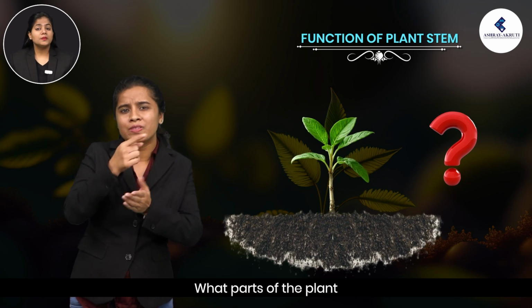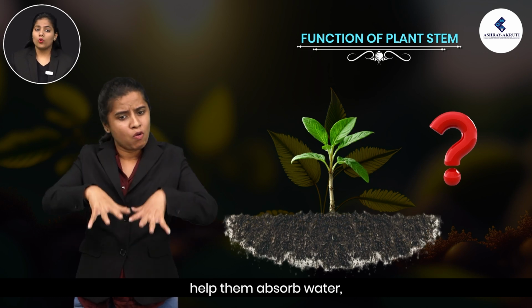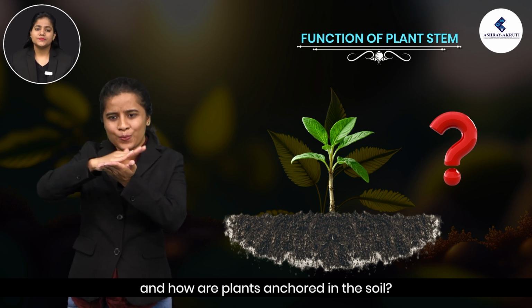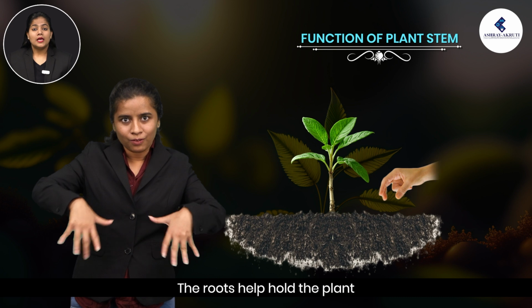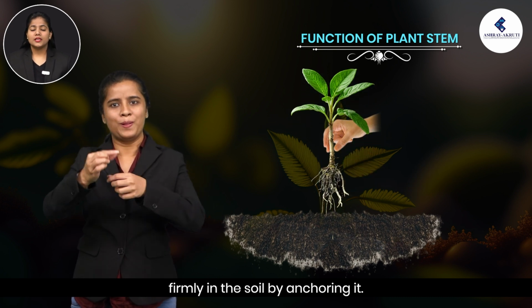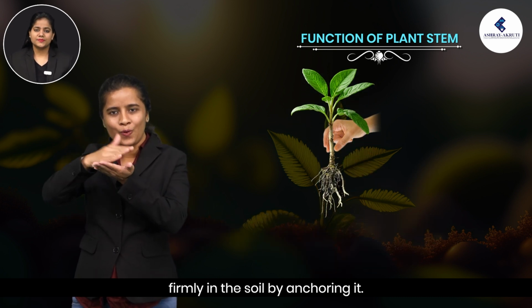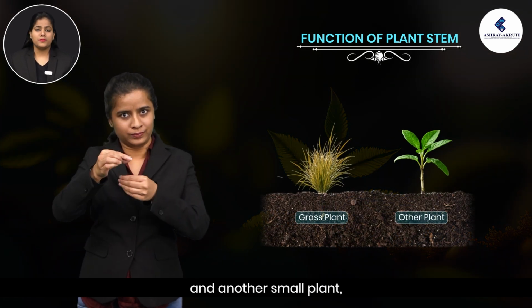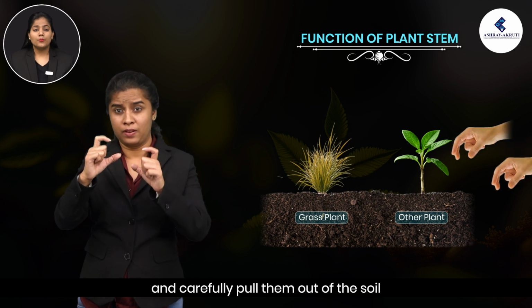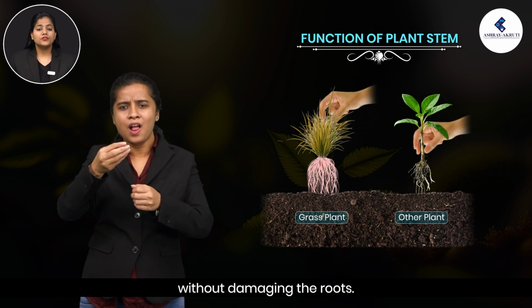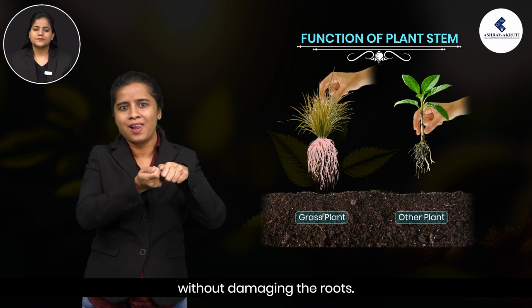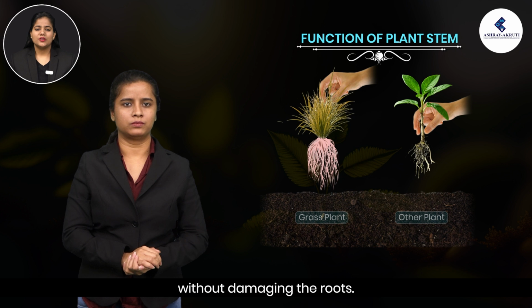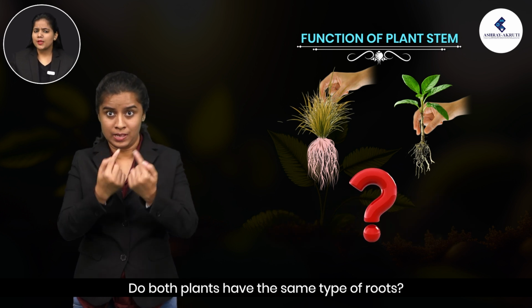What parts of the plant help them absorb water, and how are plants anchored in the soil? The roots help hold the plant firmly in the soil by anchoring it. Take a grass plant and another small plant and carefully pull them out of the soil without damaging the roots. Do both plants have the same type of roots?